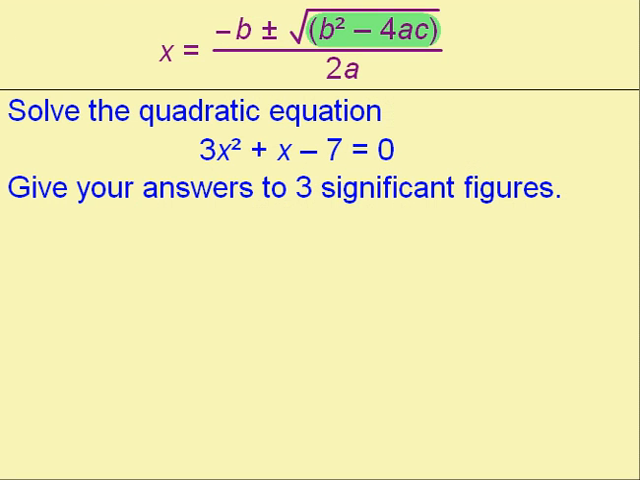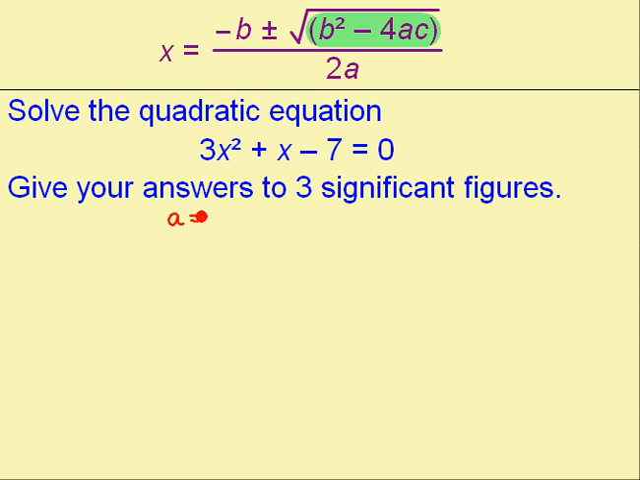Here's a question for you to try now, but we're going to break it down into the 4 steps. So first of all, I'd like you to do step 1. That's writing down what A, B and C are. Press pause and have a go. When you're ready to carry on, press play.